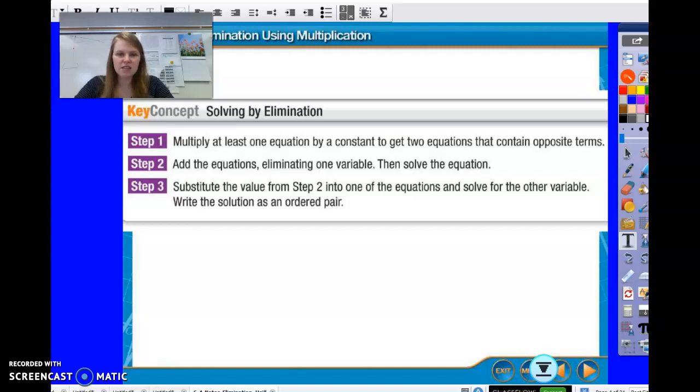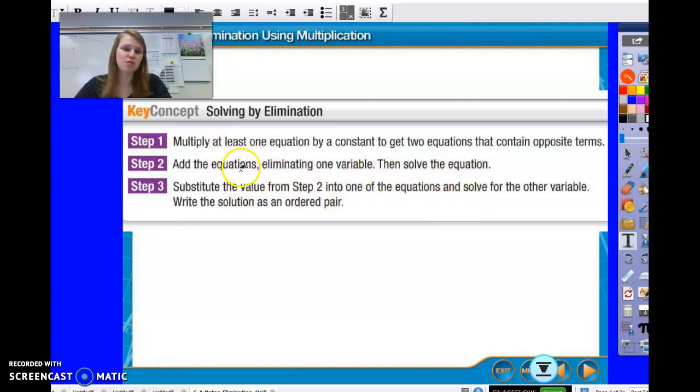So the key ideas here, when you're using elimination, the whole idea is that you're trying to delete one of the variables so that you're only trying to get one of them on a side by itself. So step 1 says multiply at least one of the equations by a constant to get two equations that contain opposite terms. Remember in the last section we would end up with like positive 2y and negative 2y and they'd cancel, or positive 3 and negative 3 or something. So the same goes for this section, but you might have to do some multiplication to get them to be exact opposites. Step 2 says add the equations together, eliminating one of them, and then solve the equation.